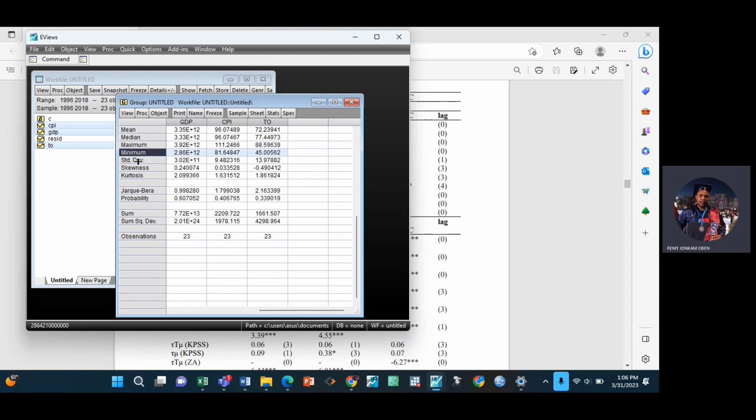What's the standard deviation, by the way? Yes, the standard deviation shows us the dispersion, how dispersed the data are away from their mean value on average.